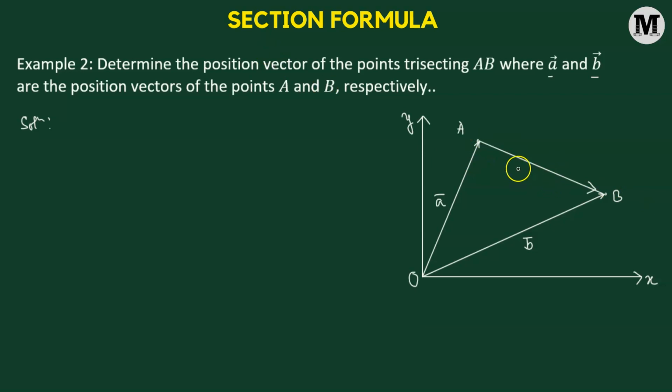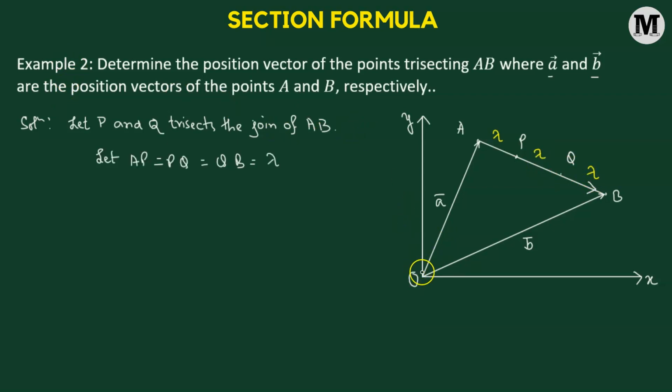Now we're going to consider 2 points P and Q. P and Q are chosen in such a way that AP will be equal to PQ, and this will be equal to QB. In a sense, we can say that P and Q are trisecting AB into 3 equal parts. Now, in order to solve this problem, let us suppose that AP equals PQ equals QB, and that's equal to lambda. So first, we'll try to find out the position vector of OP.